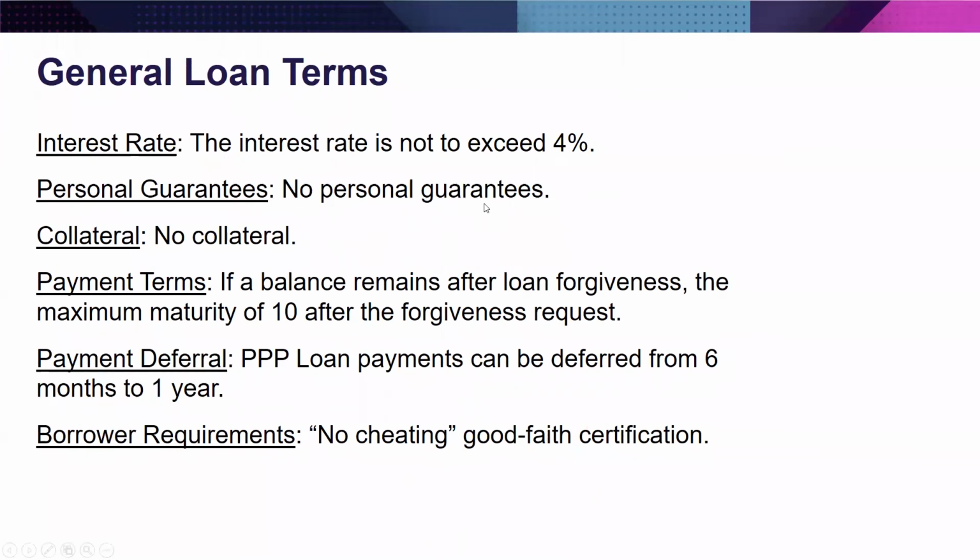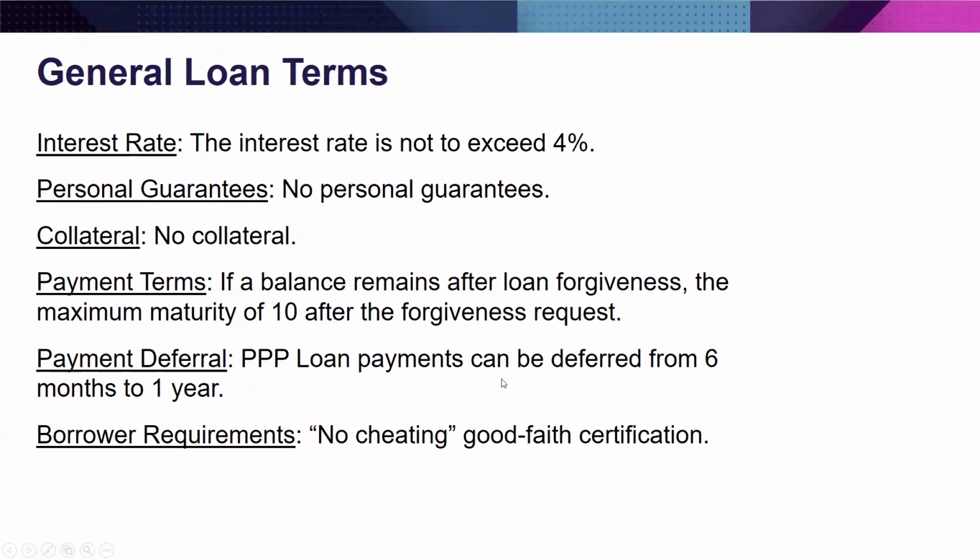So the general loan terms that are listed are what is provided for under the CARES Act. I'm going to talk a little bit towards the end about some of the details that have been, at least for now, filled in with respect to some of these terms. Under the CARES Act, the interest rate will not exceed 4%. There are no personal guarantees. There's no collateral. The payment terms aren't really provided for in detail, but what it does provide is that if a balance remains, the maximum maturity is 10 years after the forgiveness request.